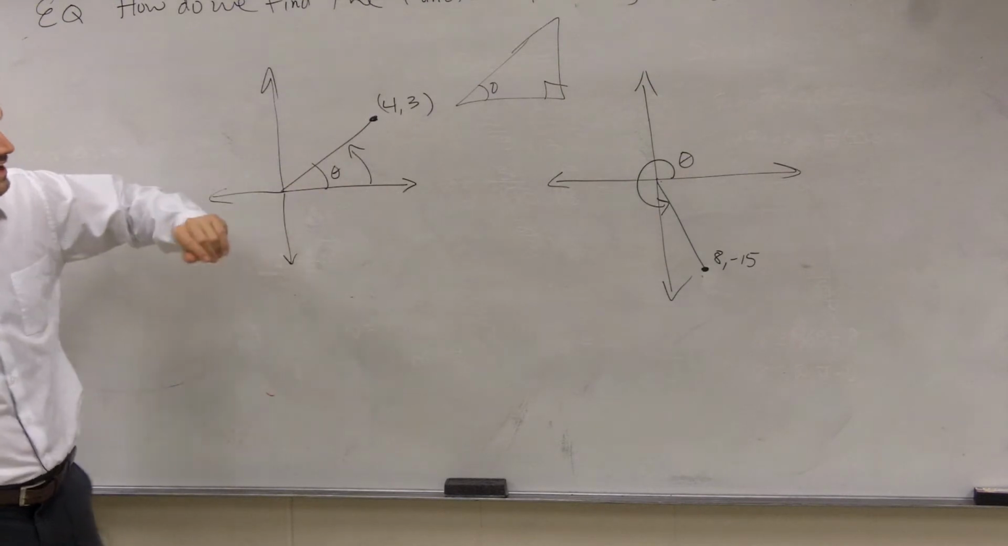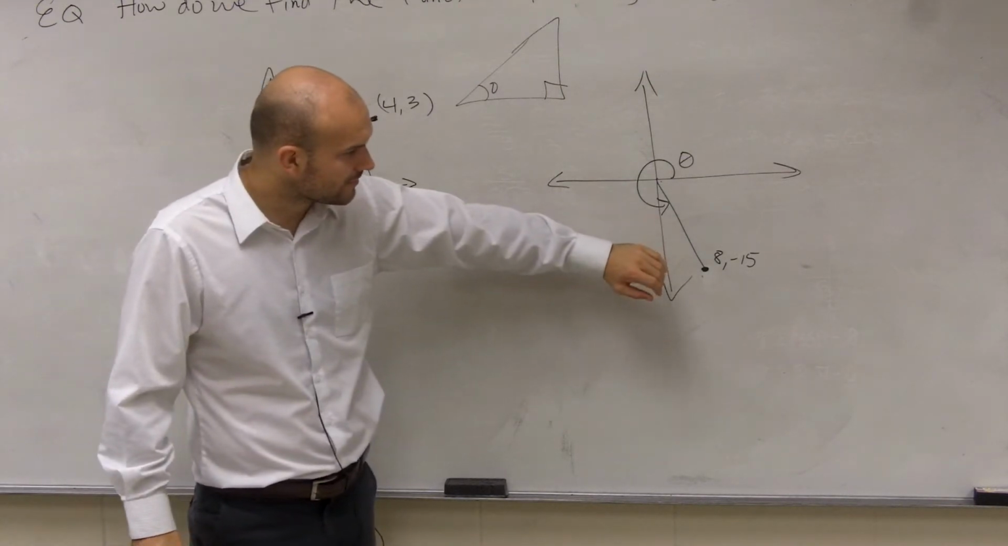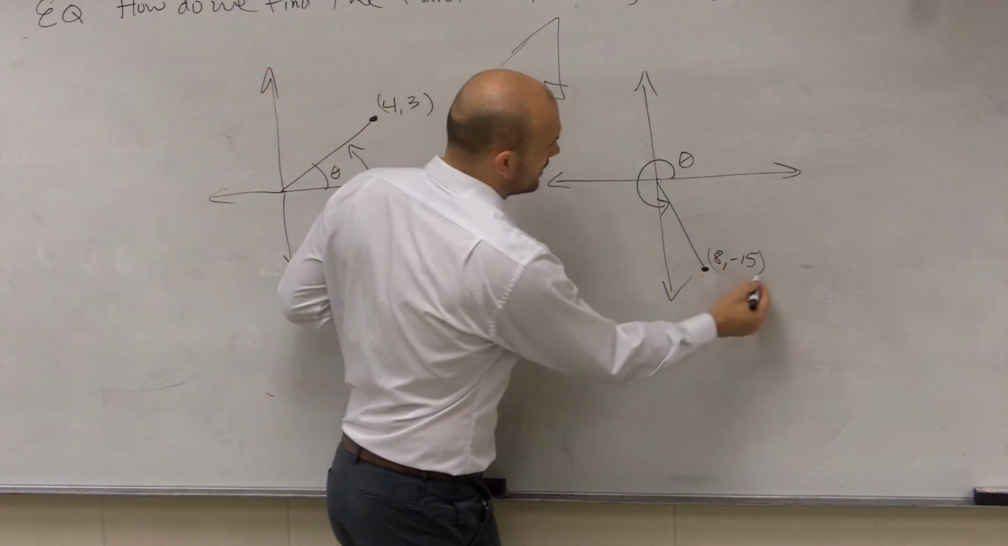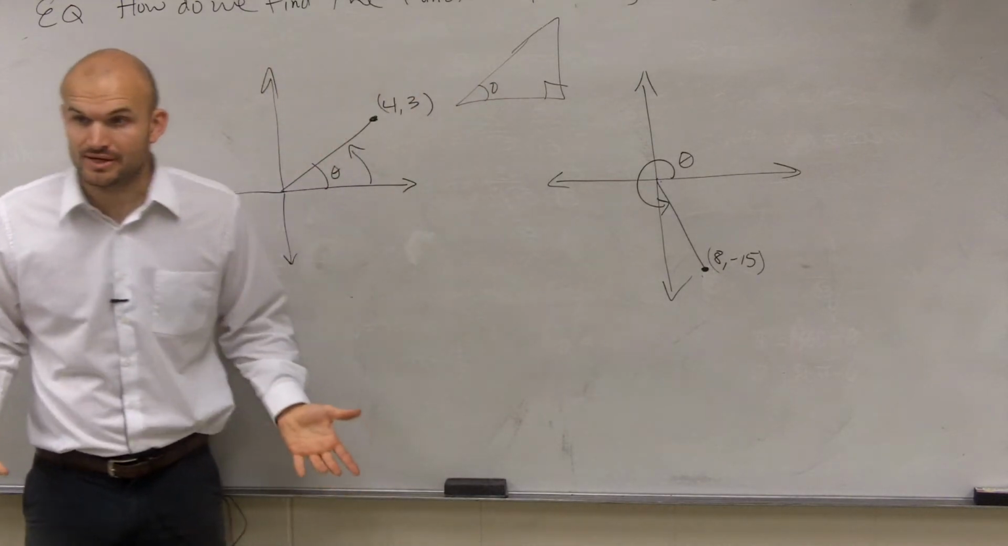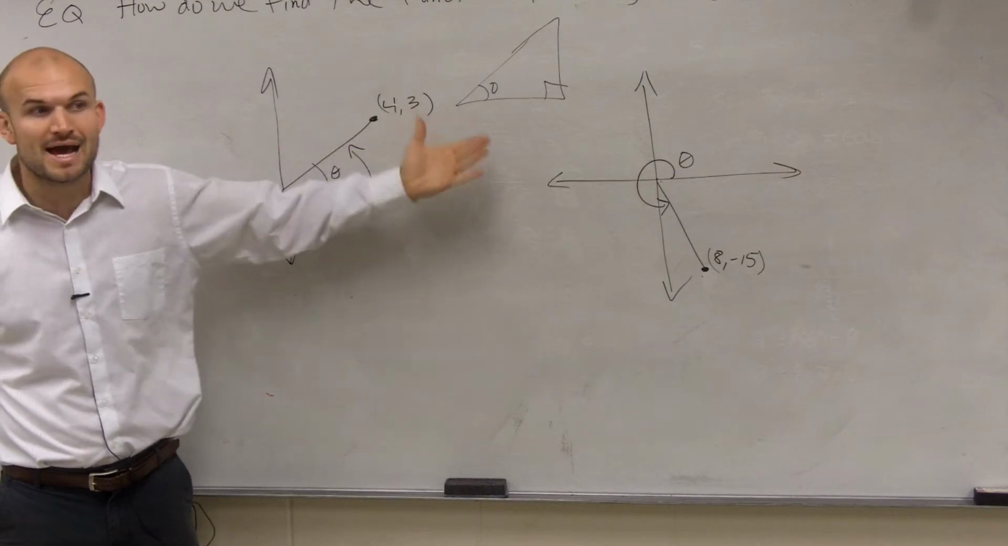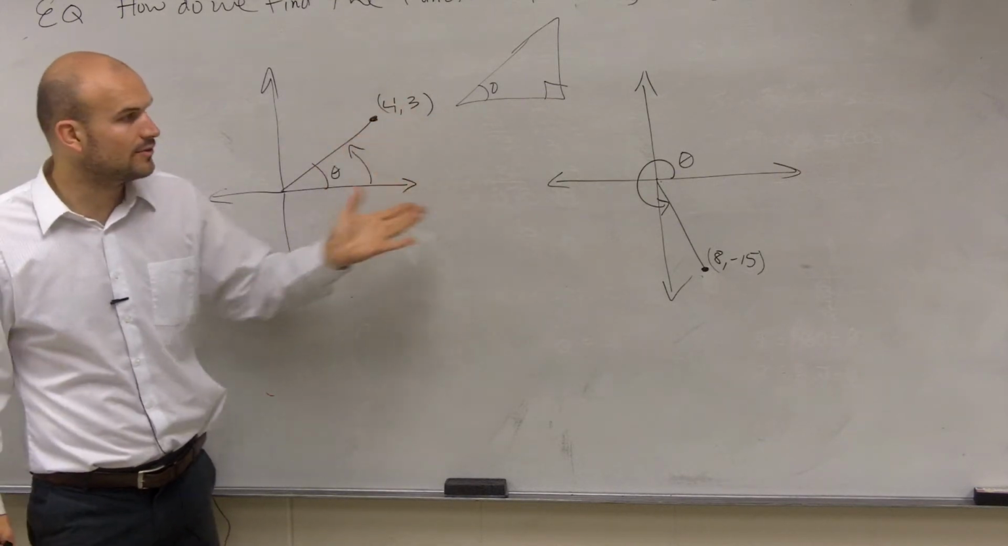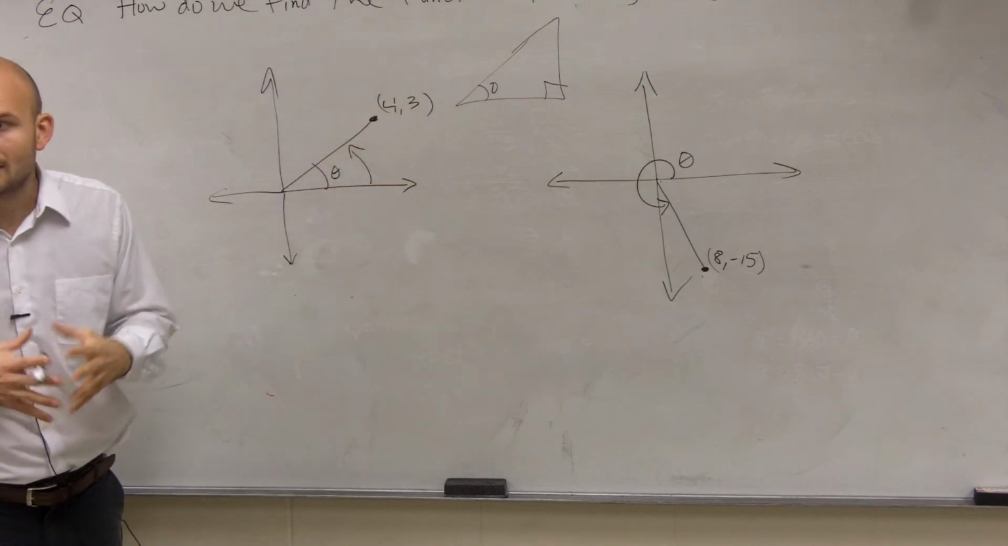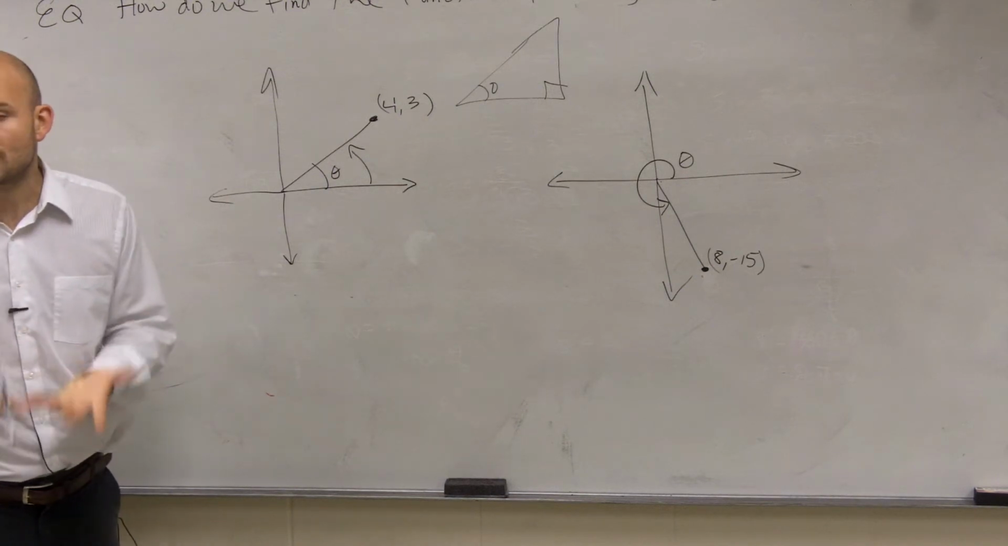So I look at these points, and since they're not on the unit circle, I need to figure out what my radius is going to be. Right now, all I'm given is the x and the y coordinate, but I'm not given the radius. So I need to create a triangle so I can develop what the radius is going to be.